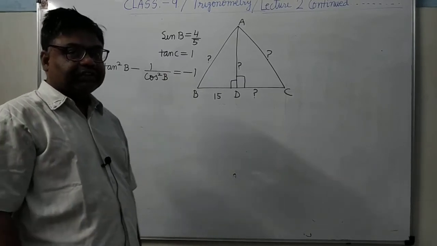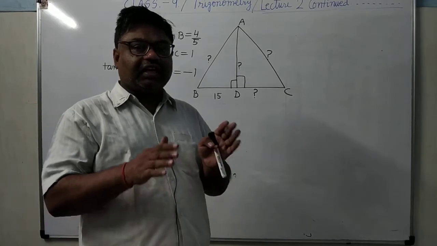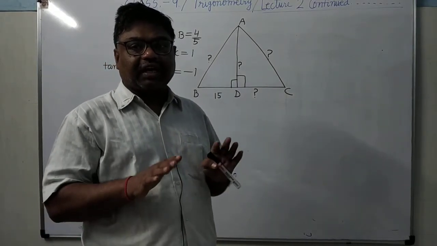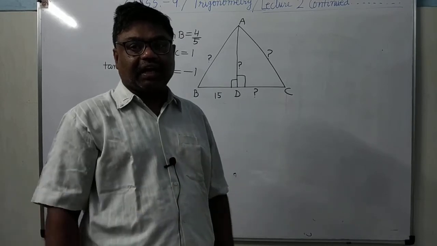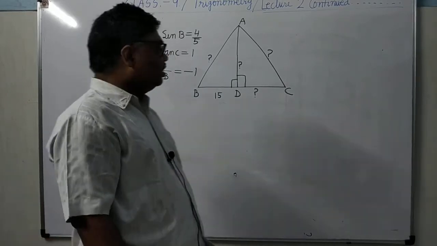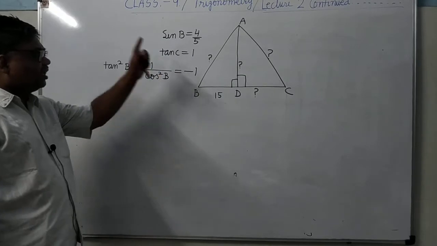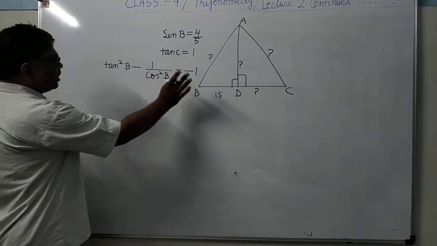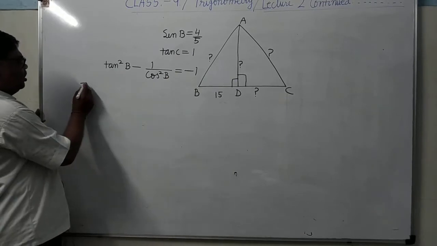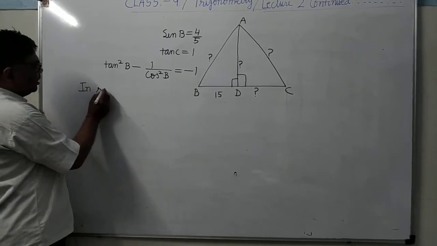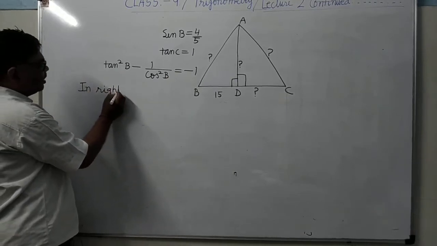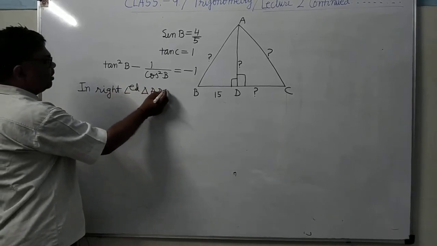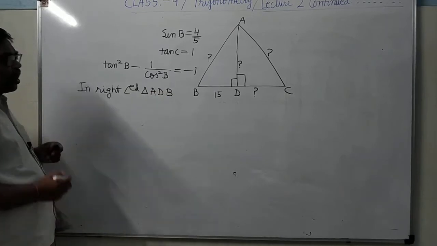Always you will see in the right angle triangle. हमको हरदम किस में देखना है? एक right angle triangle में देखना है. It is clear? So see here, in right angle triangle ADB, BD is given. So you will start from this triangle. So in right angle triangle ADB, now what will you do?